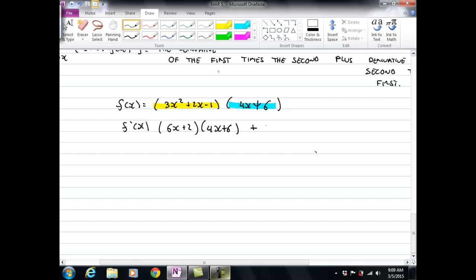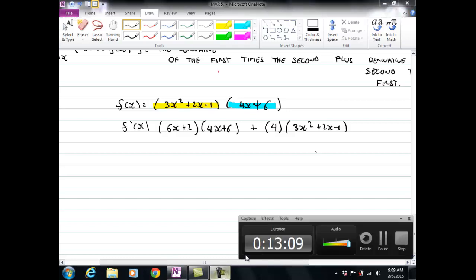Good. So I take the derivative of the second now, which is simply 4, times the first, which is 3x squared plus 2x minus 1. And I guarantee you, if you multiply and simplify it out, you get the perfect answer every single time. Go. Multiply it out and simplify for me.